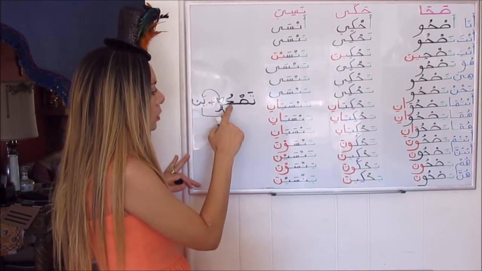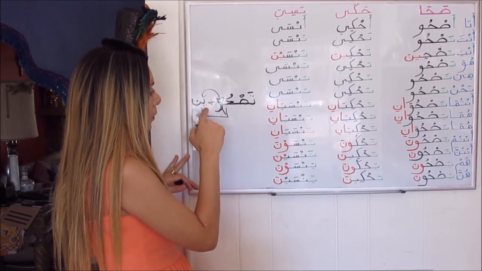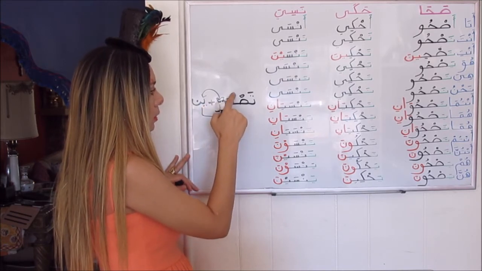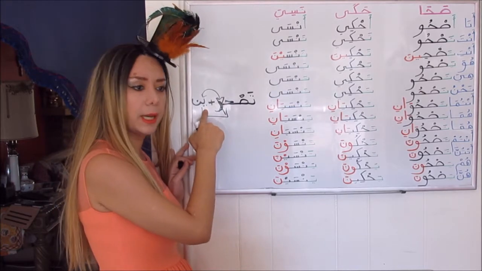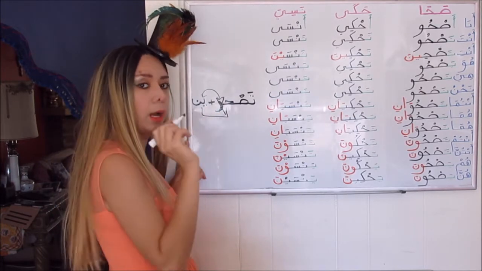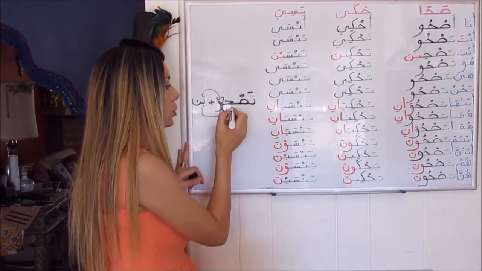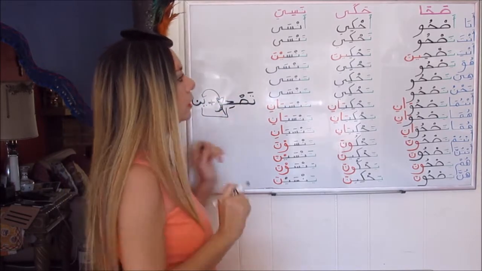And since the Dhamma does not match the following long vowel ya, we are forced to turn the Dhamma to a kasra, to have tashina. You wake up. Alright?